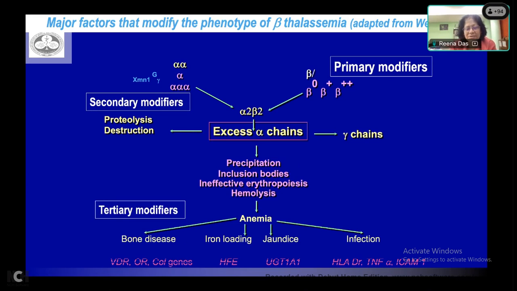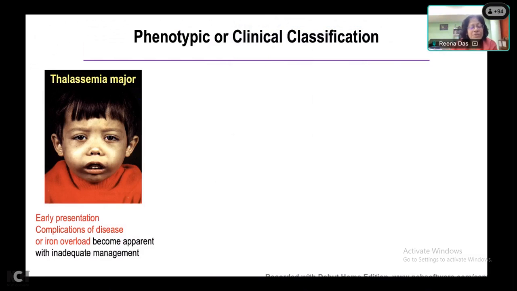infections. There are certain tertiary modifiers which can change the phenotype of the patient's presentation. So if we look at thalassemia major, these patients will have an early presentation.